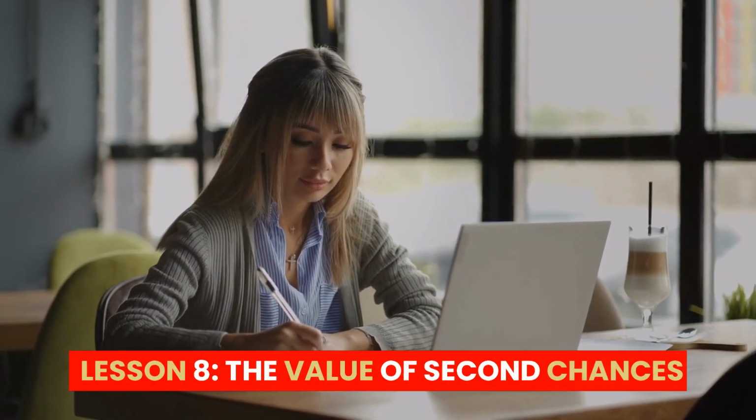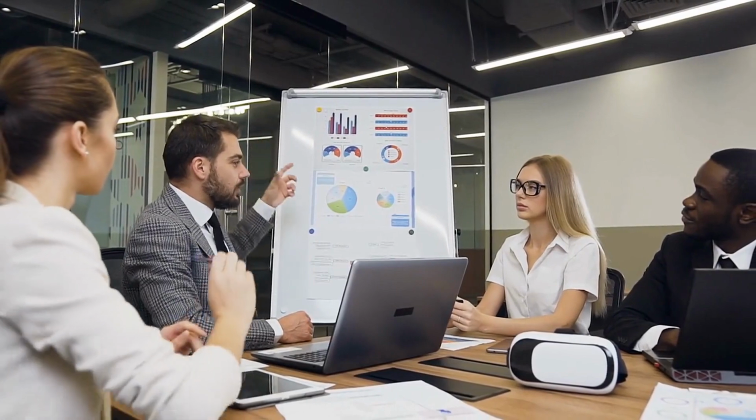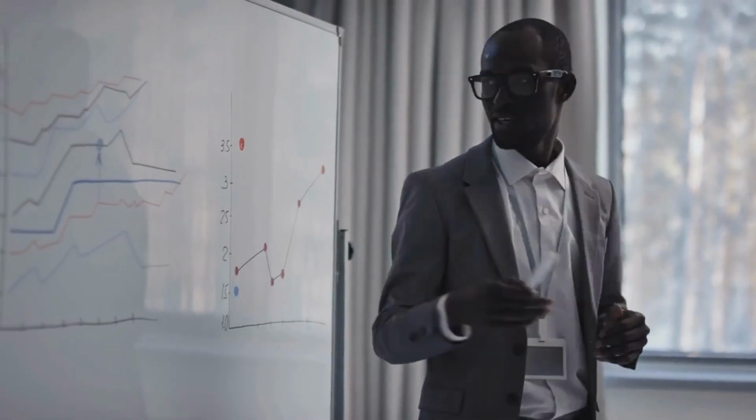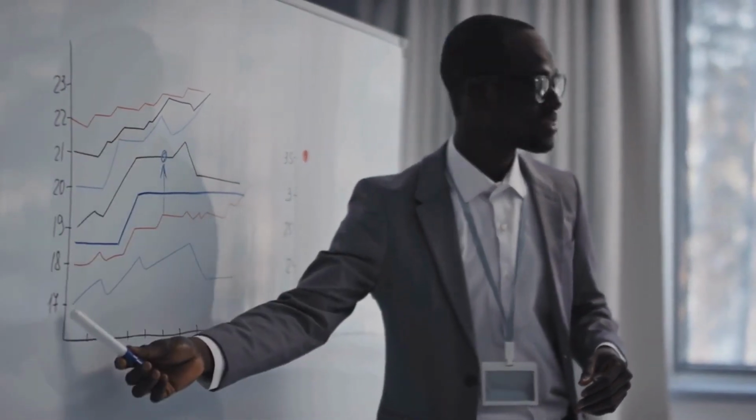Lesson 8. The value of second chances. The eighth lesson we can learn from Mutiny on the Bounty is about the value of second chances. Even after the mutiny and the legal repercussions that followed, there is still a chance for redemption and forgiveness.